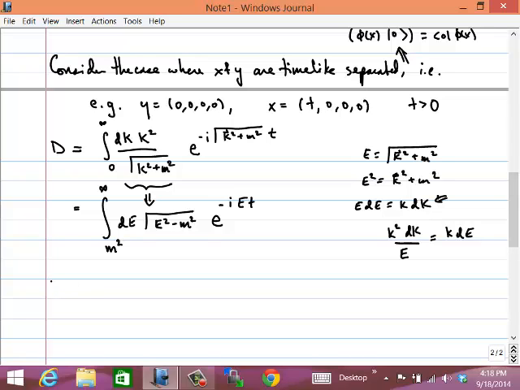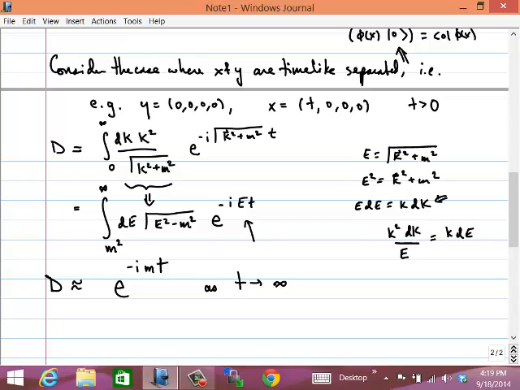What I'd like to try and do is understand how this behaves at late times. At very late times, as t goes to infinity, this is going to oscillate very, very rapidly. So this integral will be dominated by its behavior where e squared is approaching m squared. That means that this propagator will go like e to the minus i m t at late times.